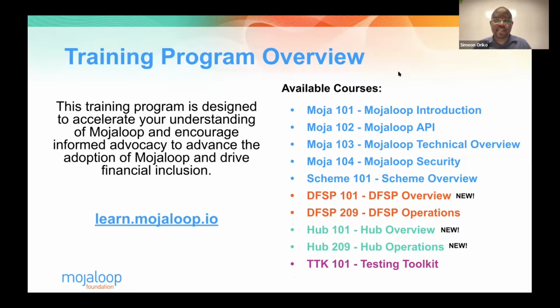A few others: Scheme 101, Scheme Overview. New this year, we have DFSP 101, DFSP Overview, DFSP 209, DFSP Operations, Hub 101, a hub overview, Hub 209, hub operations, and an exciting new tool called the Mojaloop Testing Toolkit, with a course that focuses exclusively on it. Today's webinar will focus on DFSP 209, Hub 209, and the Testing Toolkit.